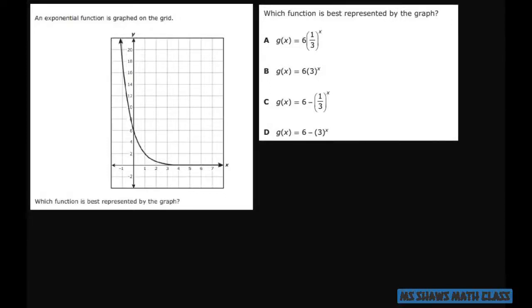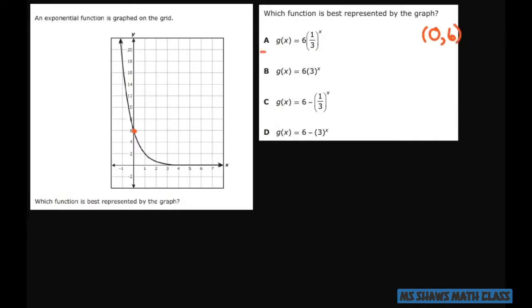Everyone, an exponential function is graphed on the grid. Which function is best represented by the graph? So you can always put these in the calculator and check it that way. But what I like to do in all my videos is work without a calculator. So I'm going to notice some key points here. And first is my y-intercept. If you look at that y-intercept, that means when x is 0, y is 6.